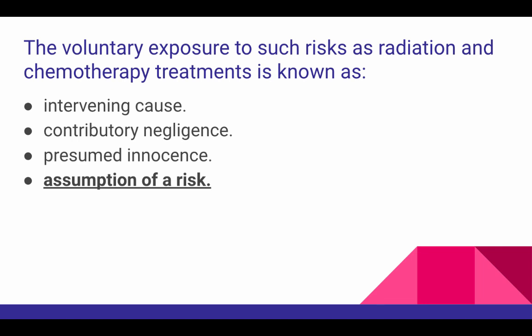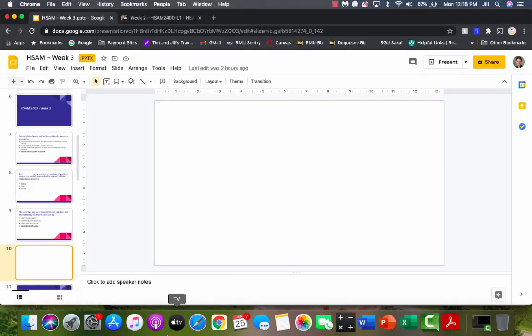So assumption of a risk, negligence, cause, innocence, those are not part of this discussion, but those types of exposures would be assumption of risk. And that's it. So let's hop back over to the classroom quick.